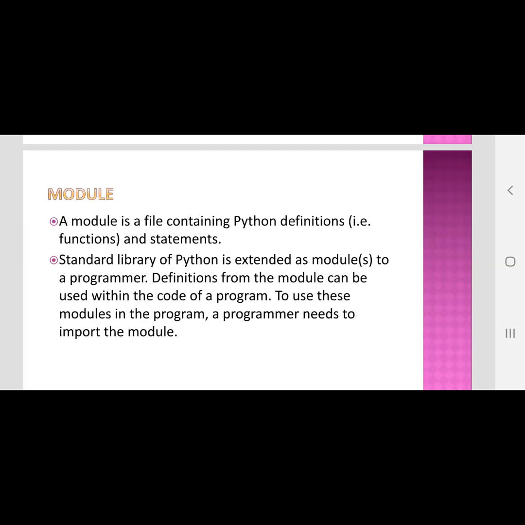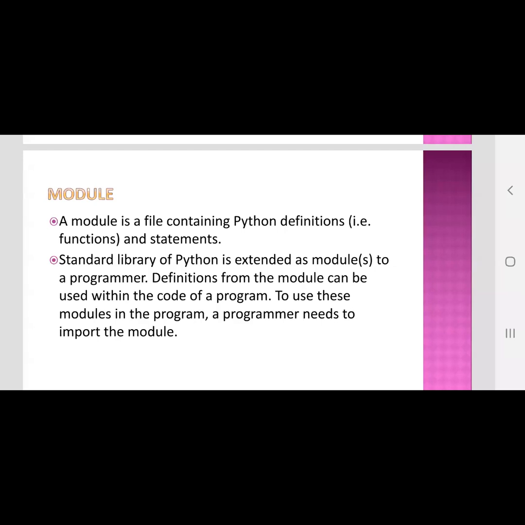One more term we have seen: package or library. What is a library? It is a folder which collects all the modules. A collection of modules is called a package or library. Often we interchange the terms package and library, but both have similar meaning in Python. A library or package contains a collection of modules, and the modules contain collections of function definitions. Could you understand?